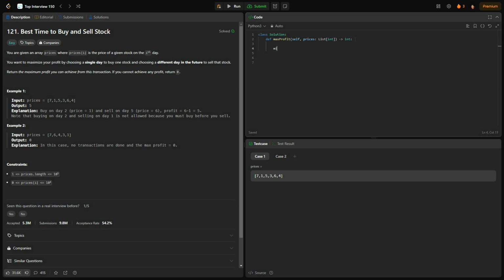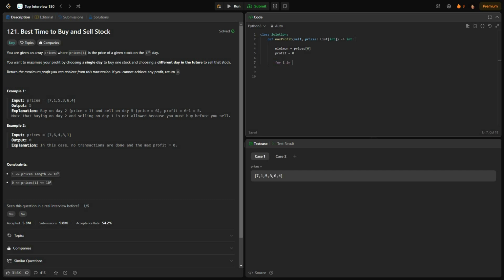Here let me initialize a variable called minimum, which is going to denote the lowest price of the stock. Let us initialize the minimum with the first price, prices[0], and also our profit. Our profit cannot be less than 0. In case there are no stocks that we can sell for a profit, you have to return a profit of 0. So let us initialize our profit to 0.